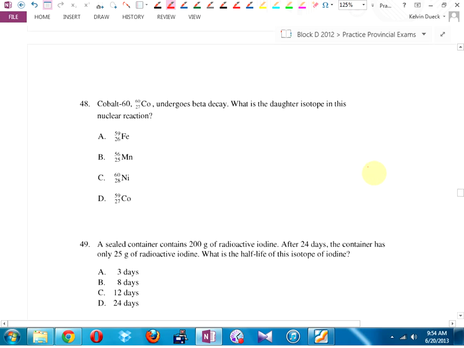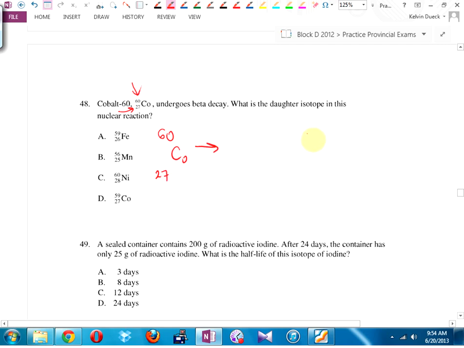Cobalt 60. Oh, if you forget how they write it, they've given you an example. The mass goes there. The atomic number goes there. So if you blank out, you might find an example somewhere else on the provincial to remind you how to write it. Undergoes beta decay. Okay, so we're going to start out with that.